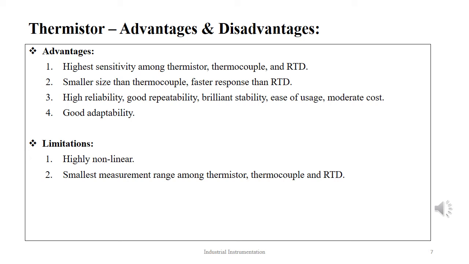There are, however, two major limitations of the thermistor, and they are: firstly, the device gives highly nonlinear and exponential measurement, and secondly, the device has the smallest temperature measurement range, ranging from -100 degrees Celsius to a maximum of 500 degrees Celsius under very specific conditions.